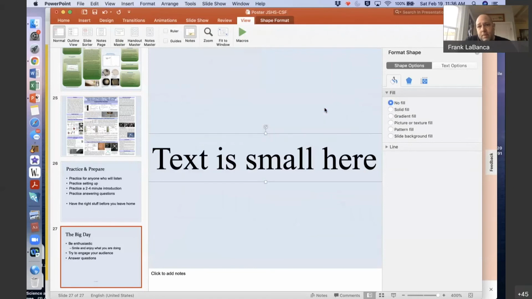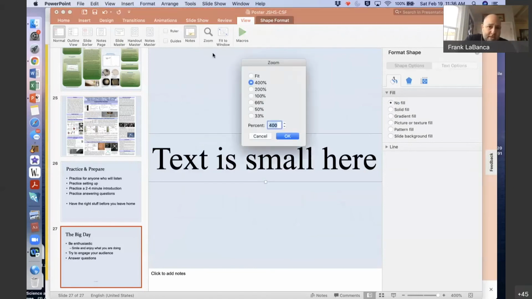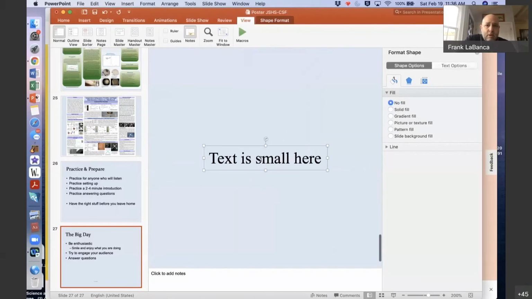400 is too close, I guess, in this case. So maybe 200 would be better. And then I can work in my small text box there on that portion of the poster, and then zoom back out to get to the area that I want to see in terms of layout of the whole thing.